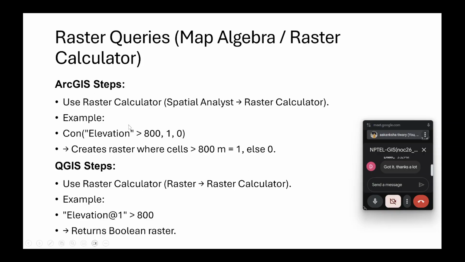And if you are using ArcGIS, your SQL is going to be something like this. So elevation 800 10. So if it is valid, then it will be 1, else 0. So this is what is done here also, but how you write the expression is going to be different in ArcGIS and QGIS. So always check how the expression is written in ArcGIS, how it is written in QGIS.